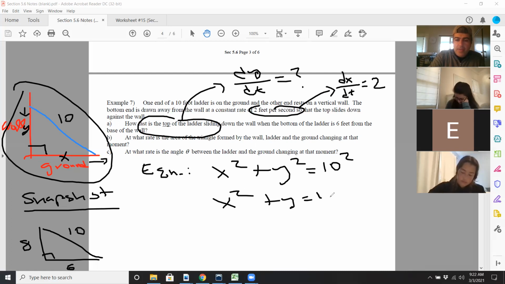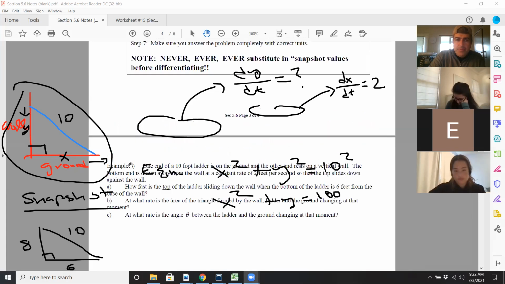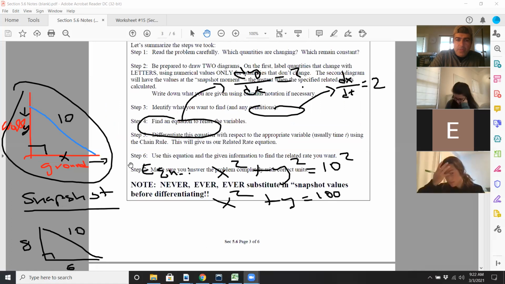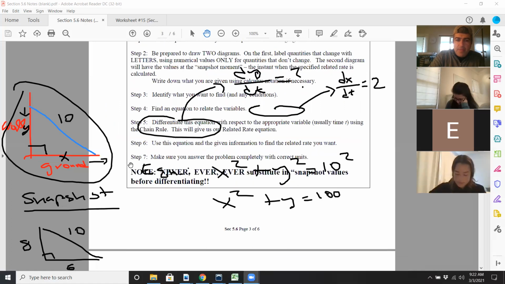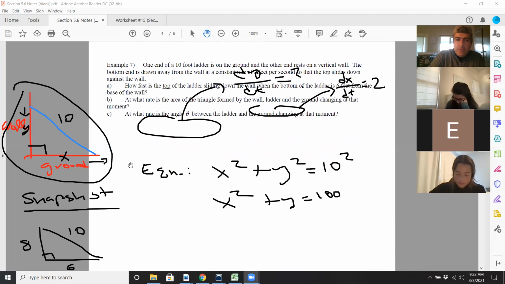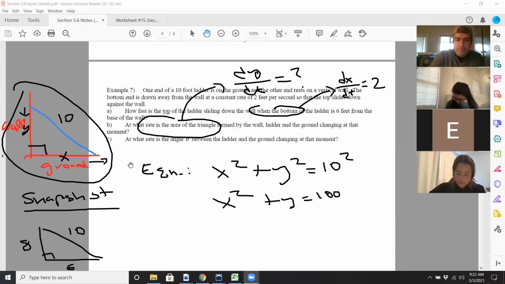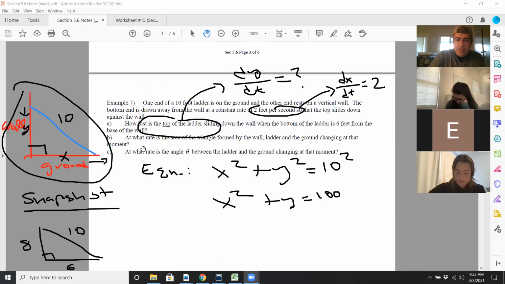Okay, great. So that's step 4. So we've done step 3 pretty much, and 1 and 2. We've done step 4 now. Now step 5 is a big deal. We have to take the derivative. That's not hard. It's just 2x, but you do it with respect to t, mind you.